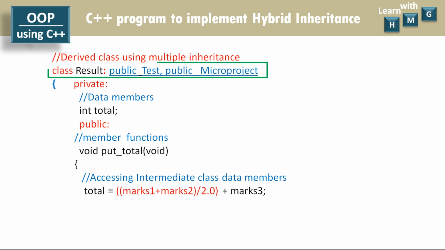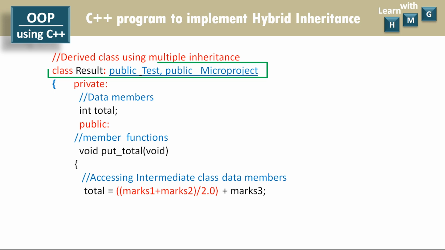Marks 1 and marks 2 are from the test class, and marks 3 is from the micro project marks. So total is equal to marks 1 plus marks 2 divided by 2.0. In this red color line, I am finding the average test marks from marks 1 and marks 2, plus marks 3. Marks 3 indicates micro project marks.